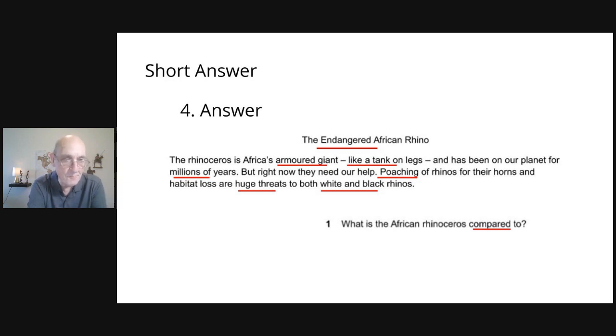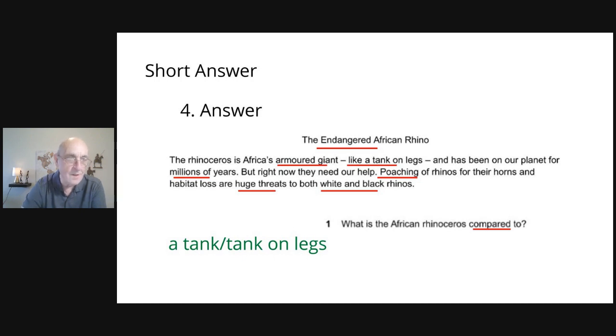The first comparison we see is like a tank on legs. So that is easily identified as the correct line. Now remember, we're allowed to use up to 3 words. And sometimes there's different answers that are acceptable. In this case, you could say a tank, or you could just say tank on legs. Either option is correct as long as you're taking the words directly from the text.